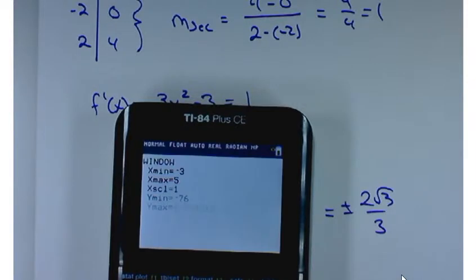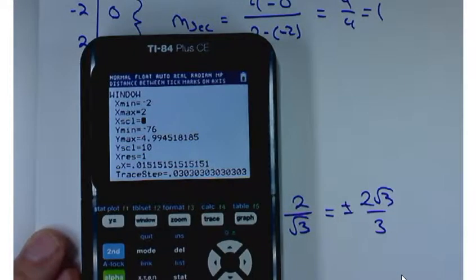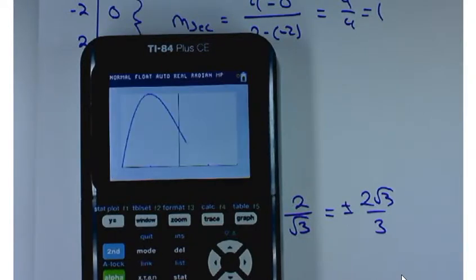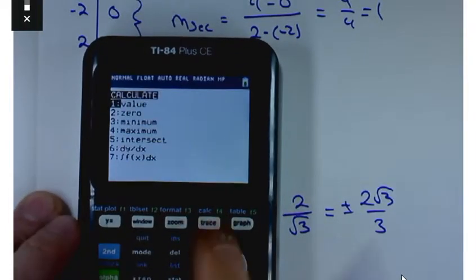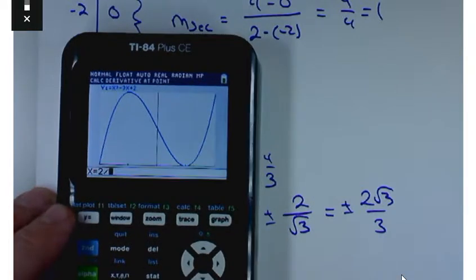Let's graph it. So let's adjust our window from -2 to 2. And then we'll let the calculator do the rest. We'll hit zoom 0. So we get something like that. Second calc. Let's find the derivative, dy by dx, at 2 divided by the square root of 3.